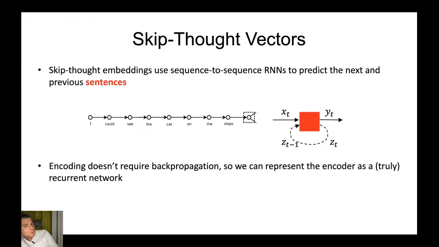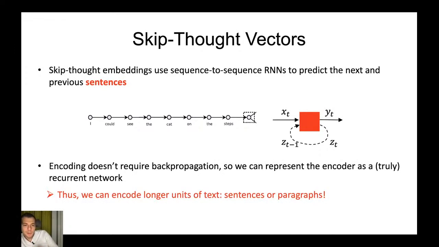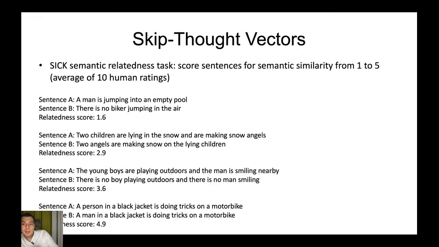So one important thing here is that this is a true recurrent network. So once you train the model, the encoding part doesn't require backpropagation. So you can have as many unfolding steps as you want, which means that you can represent sentences that can have any number of words. Okay, so this seems to give better results than paragraph vector. It's a better way of obtaining document embeddings.